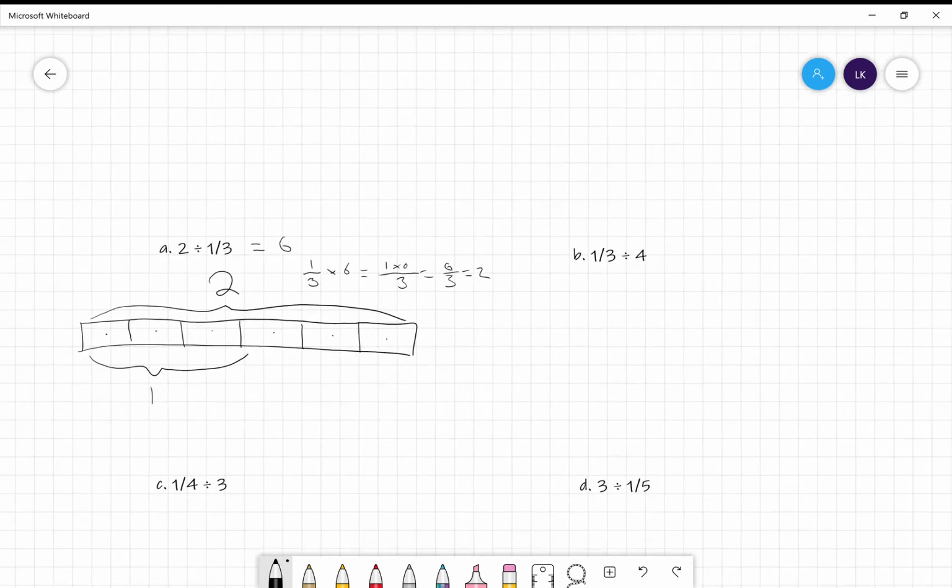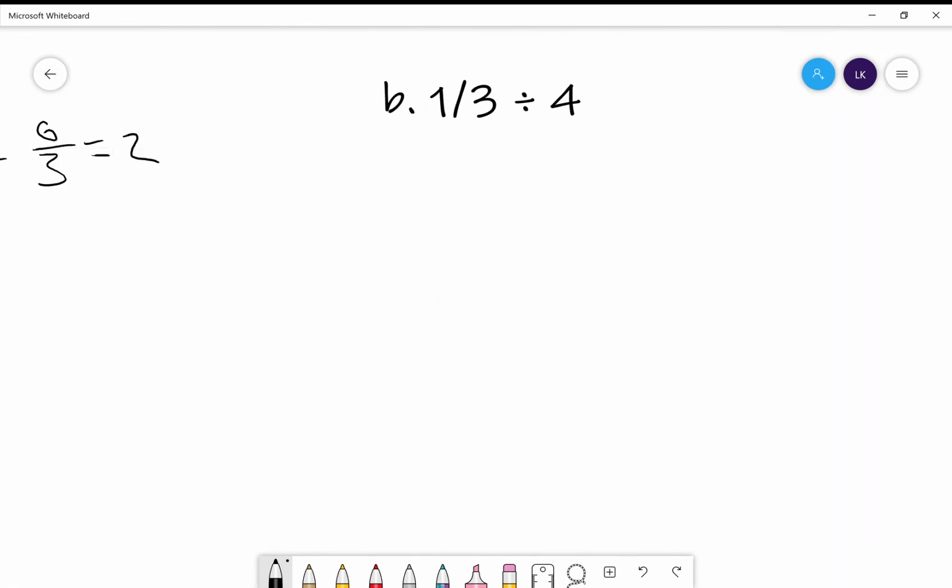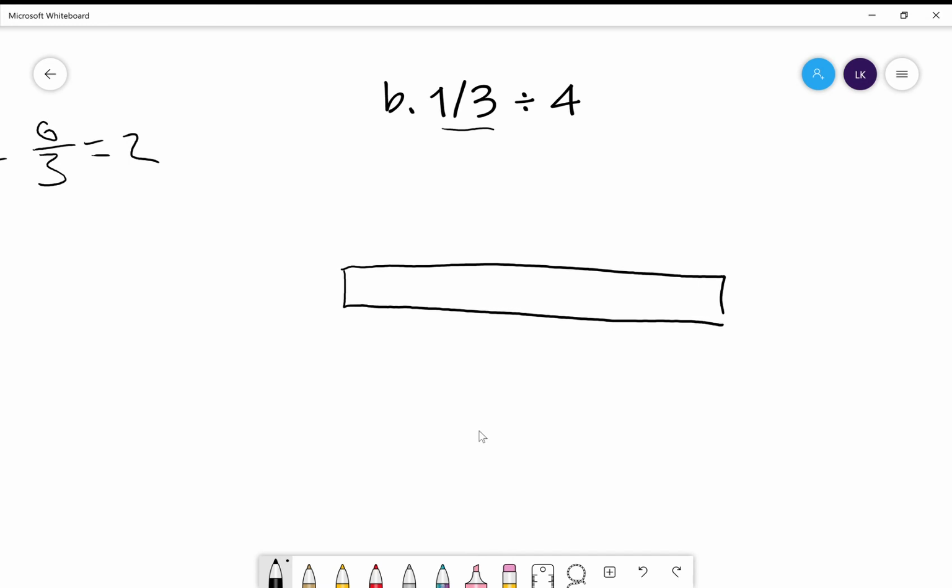Zoom out, move over, zoom in. All right, now we have a bit of a different problem: 1/3 divided by 4. We can do this in a similar fashion. Now we can take another tape diagram. Since the first number we're dealing with is 1/3, 1/3 of what? Well, it's 1/3 of 1 whole. So I'm going to call this tape diagram 1 whole.